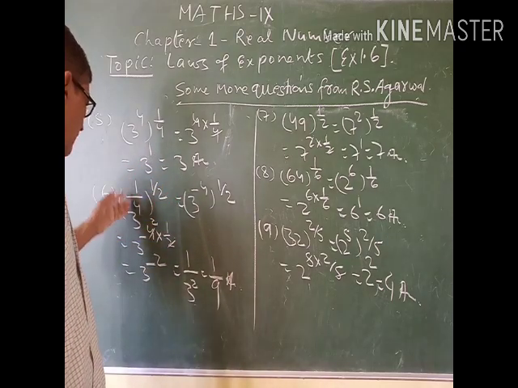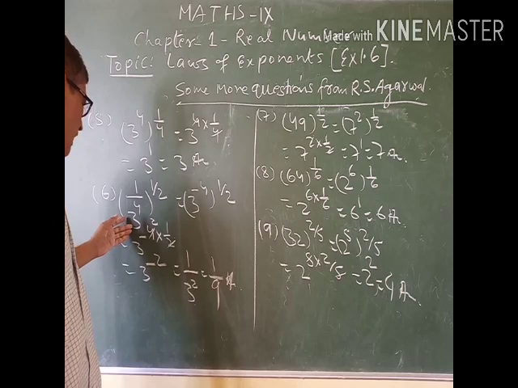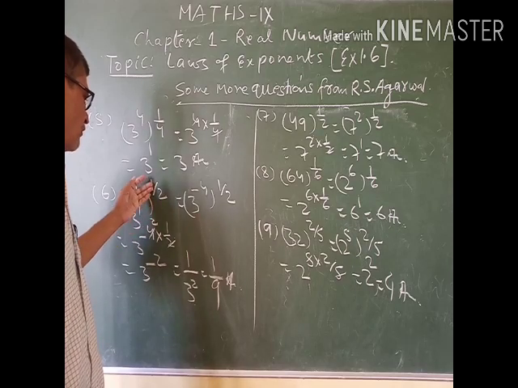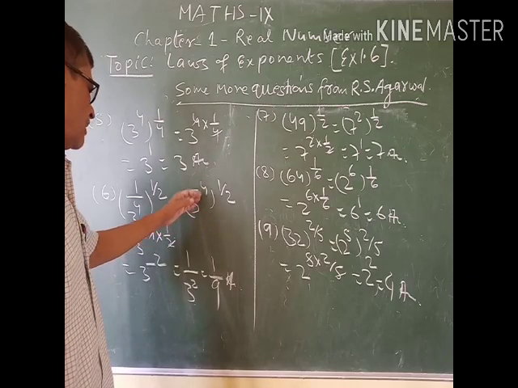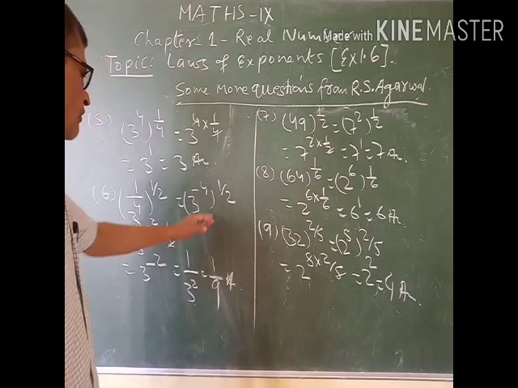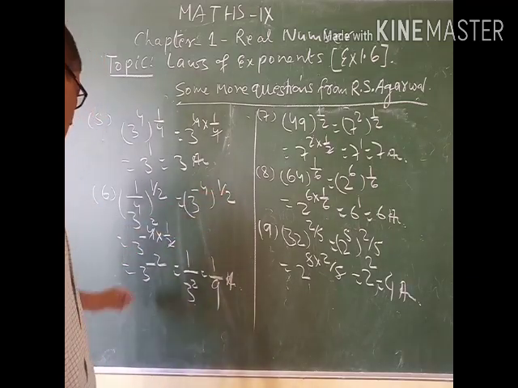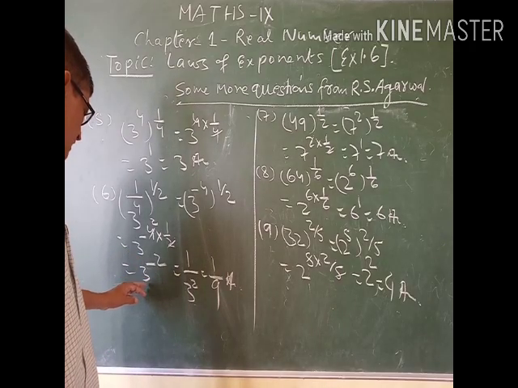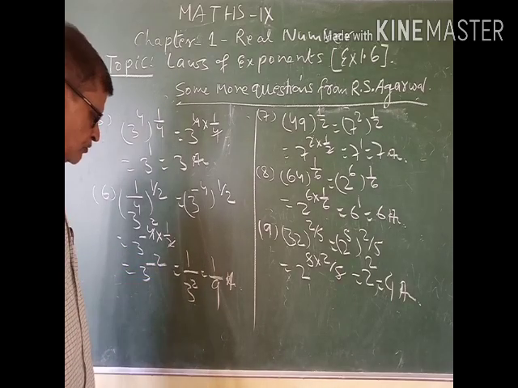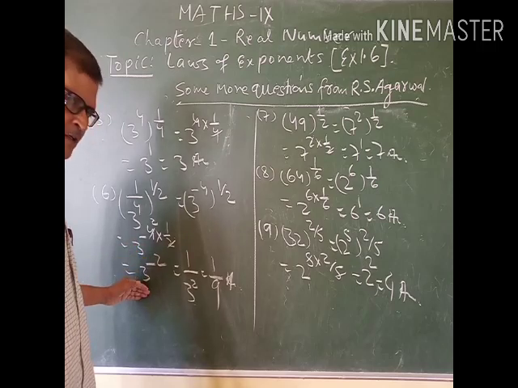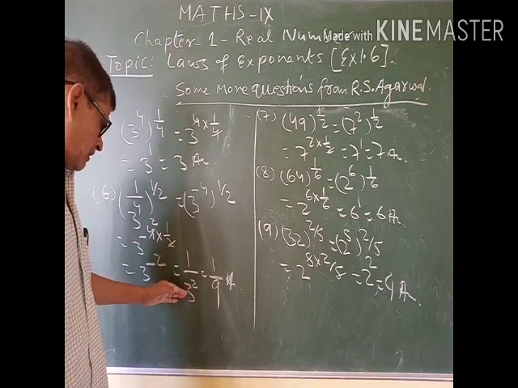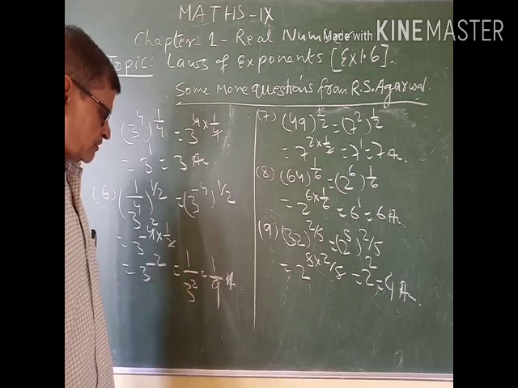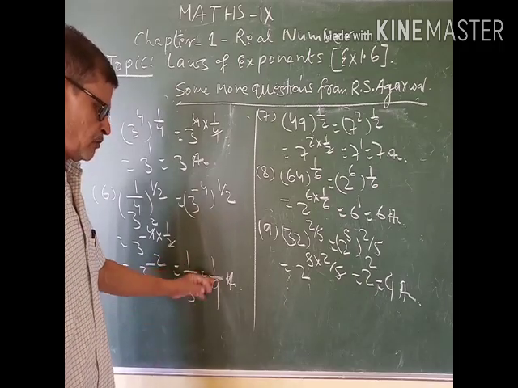Similarly, you can write here 1 by 3 to the power 4, whole power 1 by 2. This can be written as 3 to the power minus 4 into 1 by 2, and here you can write 3 to the power minus 2. This can be brought into the denominator, and the power will become positive. 1 by 3 to the power square, this will give you 1 by 9.